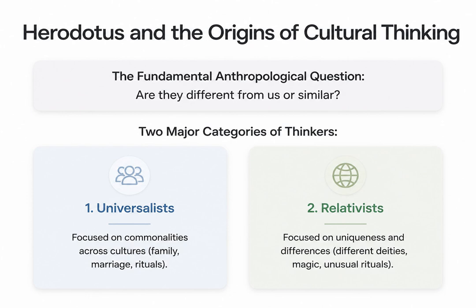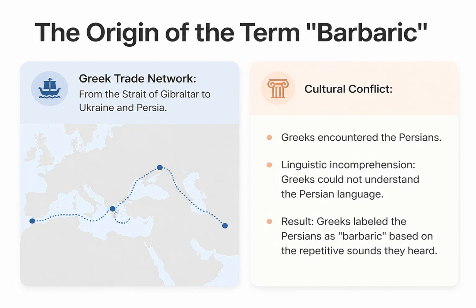The Universalists focused on what humans shared, pointing out that all cultures have families, marriages, and gods. The relativists, on the other hand, focused on what made cultures unique, highlighting different modes of worship, unusual rituals, and the practice of magic. The Greek trade network was massive, stretching from Gibraltar to Persia, which inevitably led to cultural conflicts. A great example of this is the origin of the word barbaric.